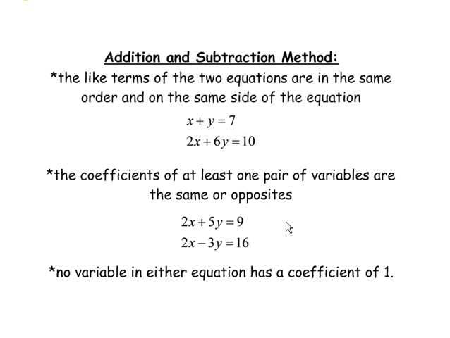This is also a good method when the coefficients of at least one pair of variables are the same or opposites. You'll see here that we have 2x and 2x. Since they're the same, if we just subtract, the 2x's will cancel out. This is also a good method when no variable in either equation has a coefficient of 1. That would make it hard to use substitution, that would make it hard to graph, and so when that happens, the addition and subtraction method is your best bet.